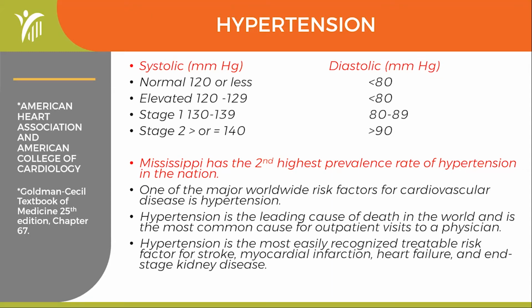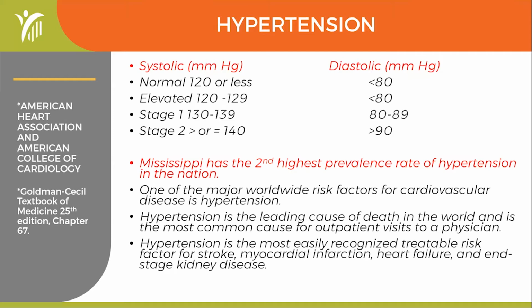If you got elevated blood pressure, it's 120 to 129 over 80 or less. And stage 2 is, look like this, stage 1, I'm sorry. Stage 1 is 130 to 139 over 80 to 89, and stage 2 is greater than 140 and greater than 90. So that's kind of where we are.